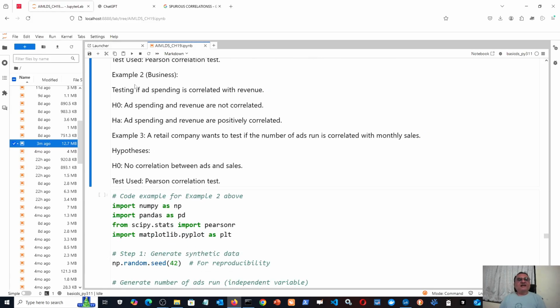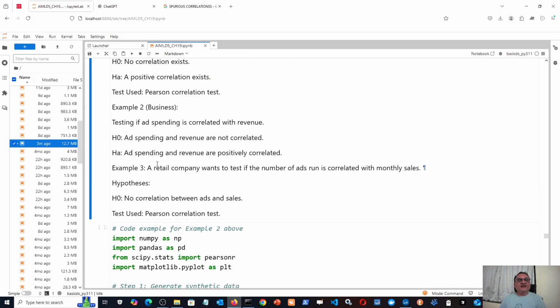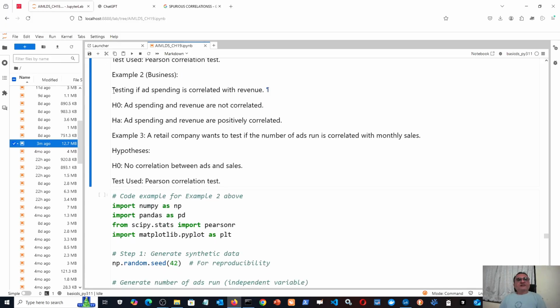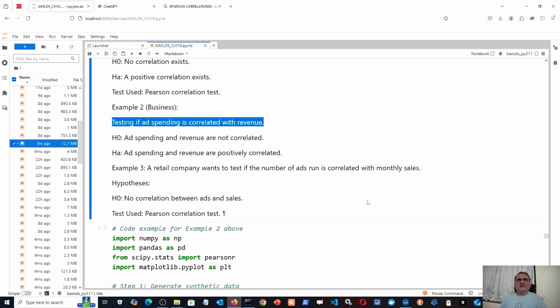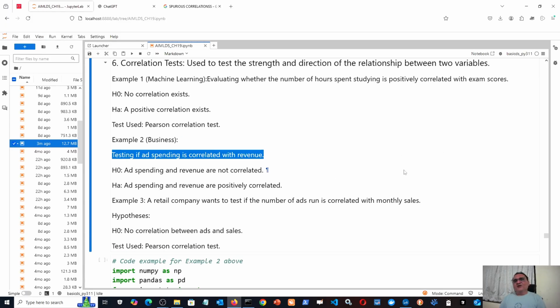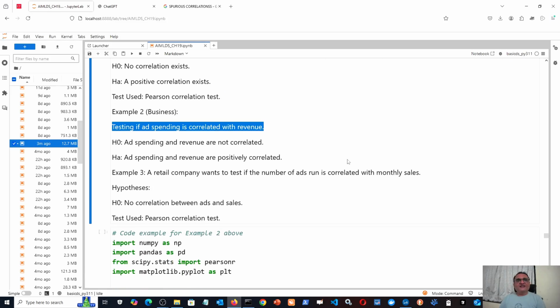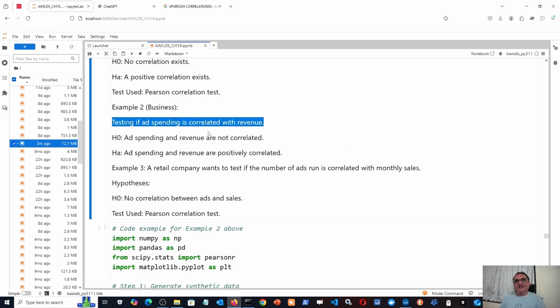Similarly, the second example is from a business case, as that was machine learning or the education domain: testing if the ad spending is correlated with the revenue or not. Suppose on the y-axis I plot my revenue and on the x-axis the amount which I spend for marketing. Then the question is, as I go on spending more and more money on advertising, does my revenue go on increasing positively? That means as the ad budget increases, my sales or revenue also increases, or maybe decreases. But in short, there is some definite correlation, right?